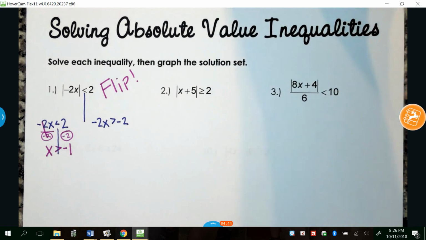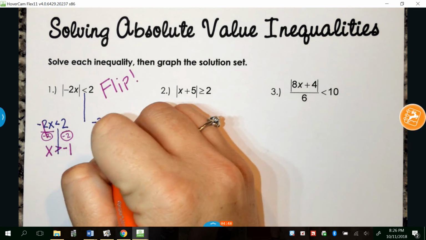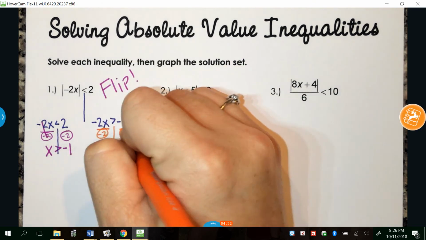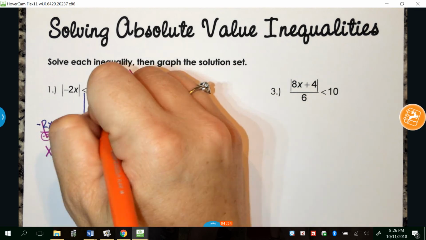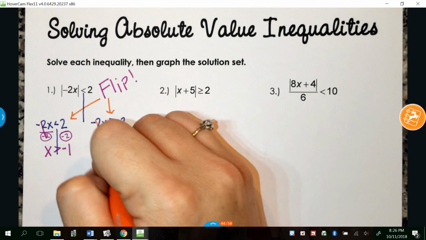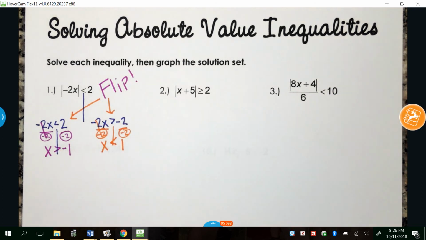So then I do this one. Again, divide by negative 2, divide by negative 2. So again, we're going to flip. So our symbol's now going to go that way. That cancels, and I'm left with x is less than positive 1, because 2 negatives makes a positive.